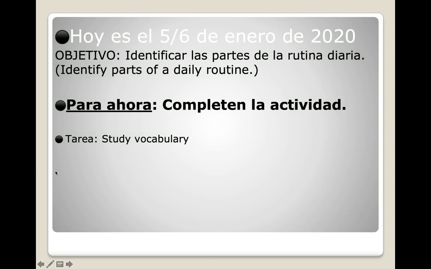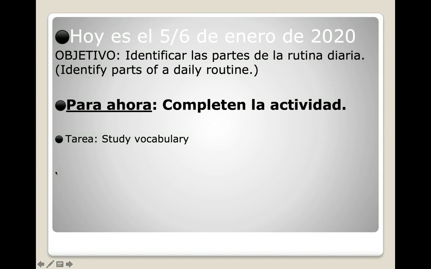Hoy vamos a empezar una nueva unidad que se trata de la rutina diaria, our daily routine. In this unit, we're going to talk about a new type of verb called a reflexive verb, los verbos reflexivos. You're going to see that in your input guide, they look a little different than what you may be accustomed to. Some of you may have some familiarity with the concept of reflexive verbs. Others may not. But we're going to start at square one with that.